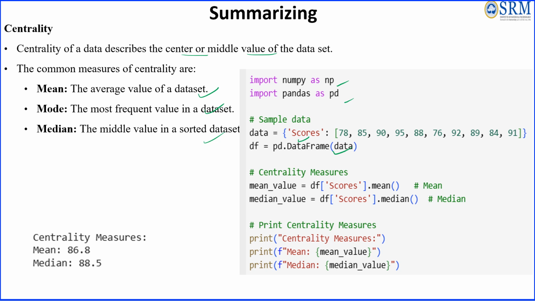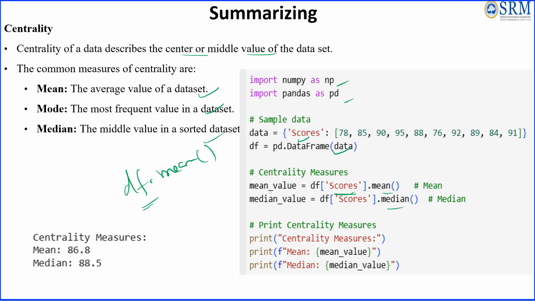You should not apply df.mean. This is wrong because in a data frame we have many columns. On which column are you going to apply that mean? That is important. So in the data frame, you have to mention scores, in single quotes, dot mean. Similarly, median also. Then once we finalize that, we have to print it.